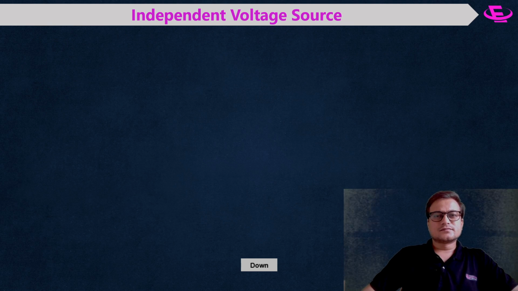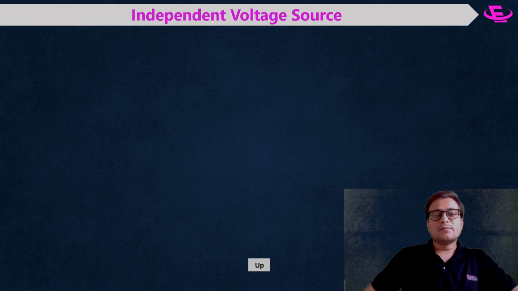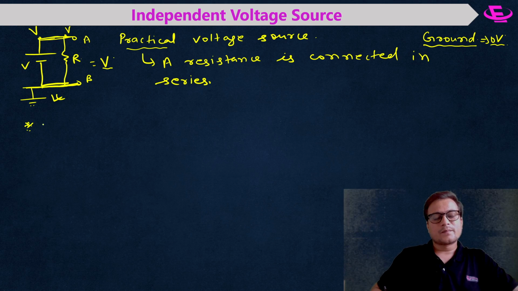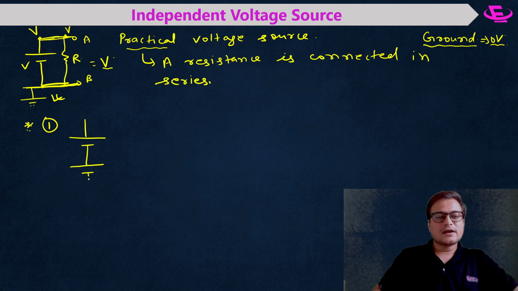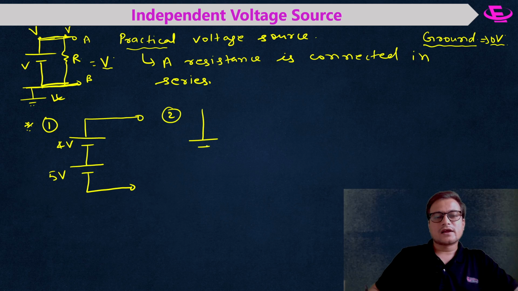Next, we come to another point, that is the dependent voltage source. And before that, let us discuss one more part here. Now I am putting 4 combinations here. One combination I am putting like this: 2 batteries connected in series. Suppose this is 5 volt, this is 4 volt. In the second condition, I am making the same kind of circuit, same arrangement, but now I am putting 2 batteries of equal voltage, that means 5 volt and 5 volt.